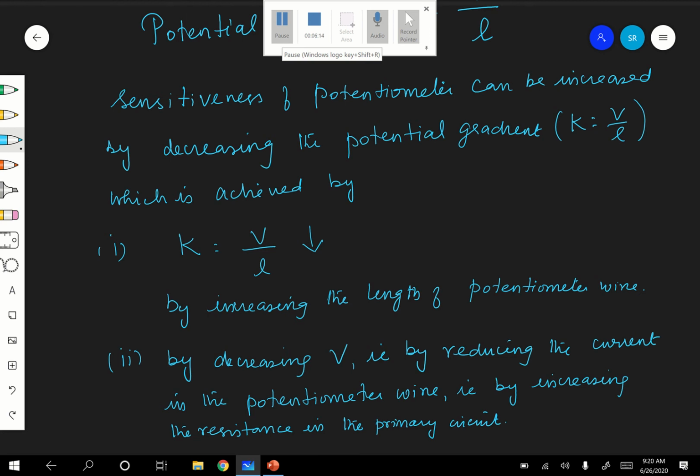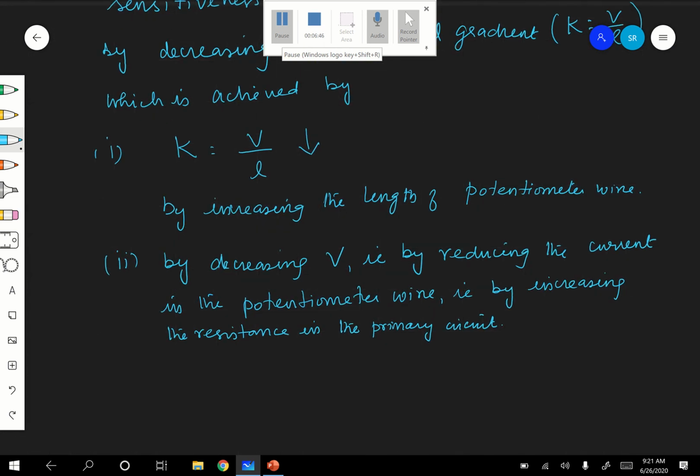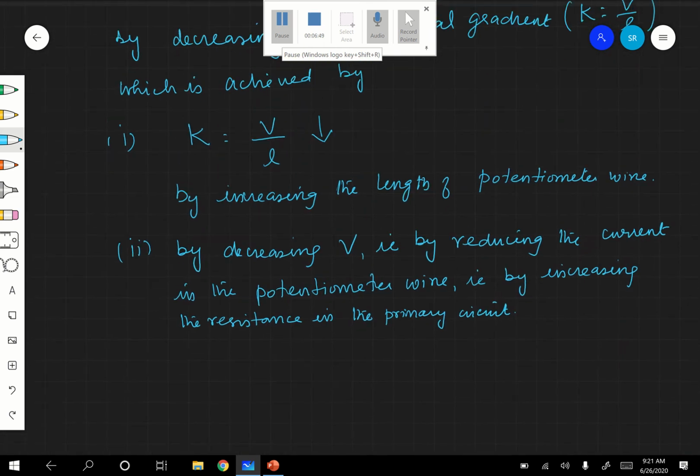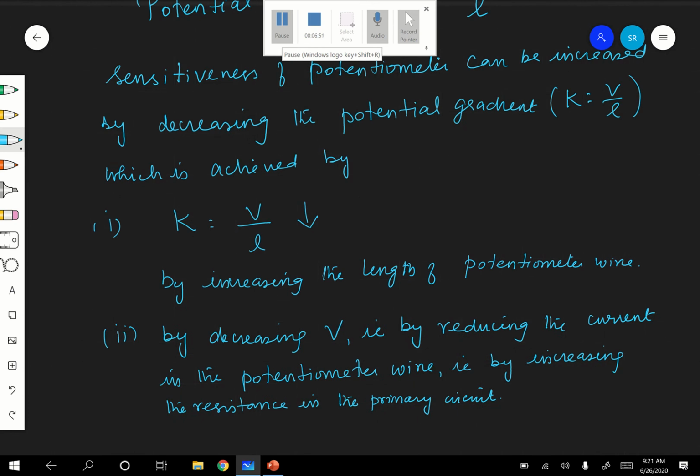Once you increase the resistance, the net resistance of the primary circuit will increase. Therefore, current through the wire will definitely decrease. Once the current is decreasing, potential drop decreases. Once the potential drop decreases, potential gradient will decrease. Hence, sensitivity will increase. Are you following? So, there are two methods to increase the sensitivity, just by decreasing the potential gradient. Is it clear? Hope you are following.